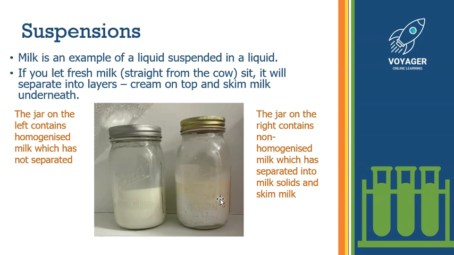So have a look at this photograph here. We've got two jars. The one on the left with the silver lid is something called homogenized milk, which is not separated. And we're going to learn more about the homogenization process a little bit later in our lesson. But the jar on the right contains milk that's come straight from the cow. And if you leave it long enough, it has separated into some creamy, buttery solids or semi-solids on the top. And you've got this watery, white whey protein liquid, skim milk liquid at the bottom.